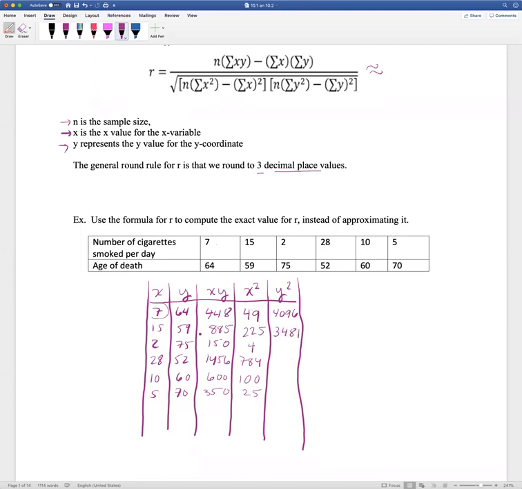75 squared, 5625, 52 squared, 2704, 60 squared is 3600, and then 70 squared is 4900. So this is all of the information that you need, these values over here.